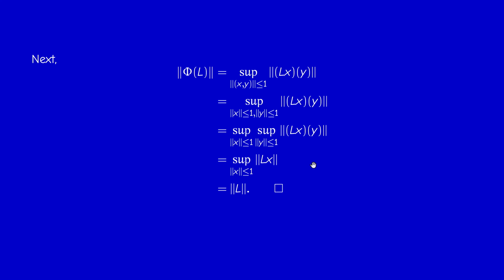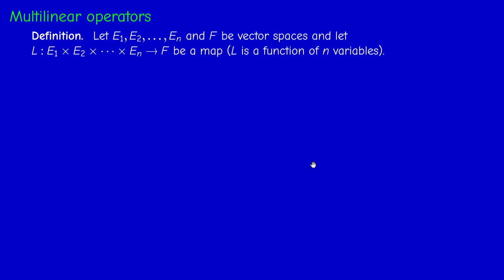Okay, so this concludes the part on bilinear operators. And if you understood this material well, we can move to the more general case of multilinear maps or operators. Instead of just taking the product of two spaces, I take the product of an arbitrary number of them. So a multilinear map is a map of n variables. Of course, everything should be a vector space in order to talk about linearity, which is linear in each variable separately. So same definition. I will not give examples.